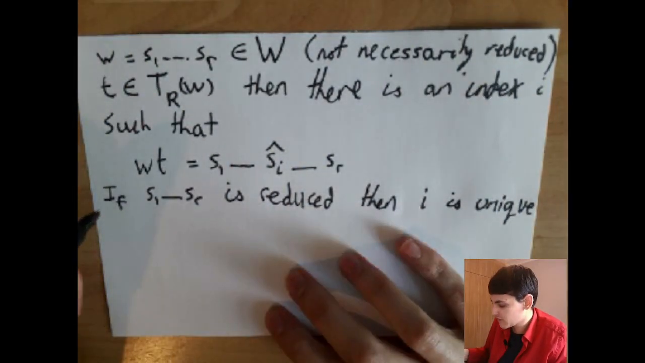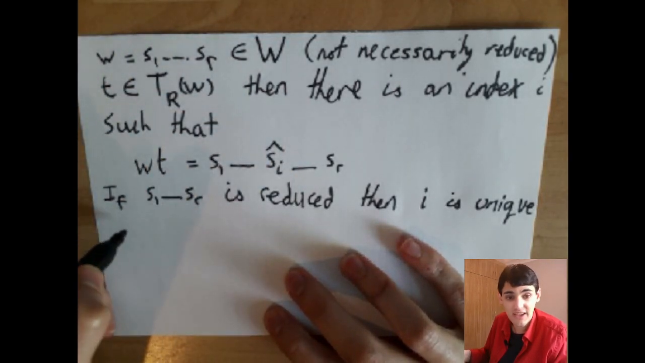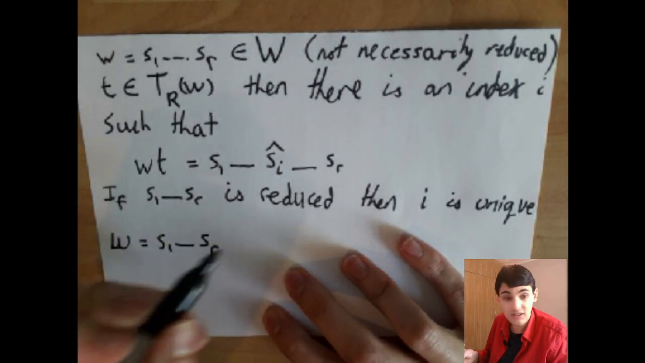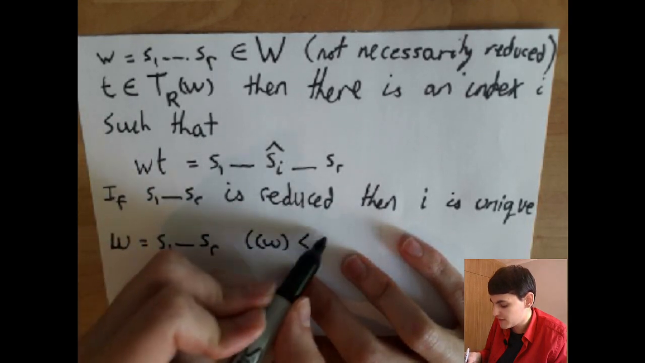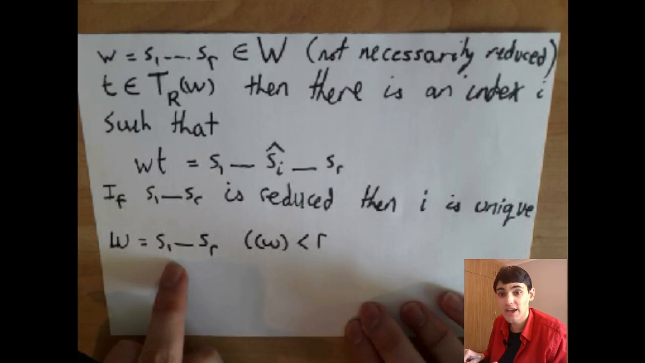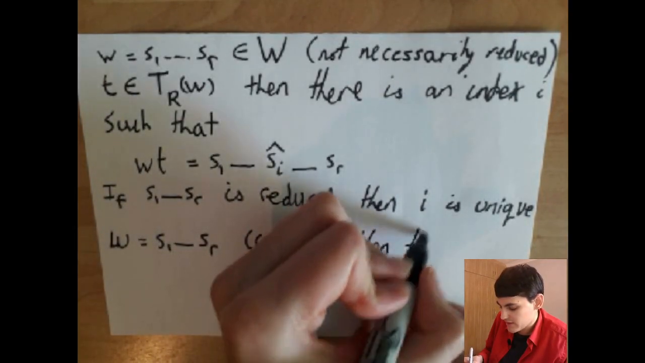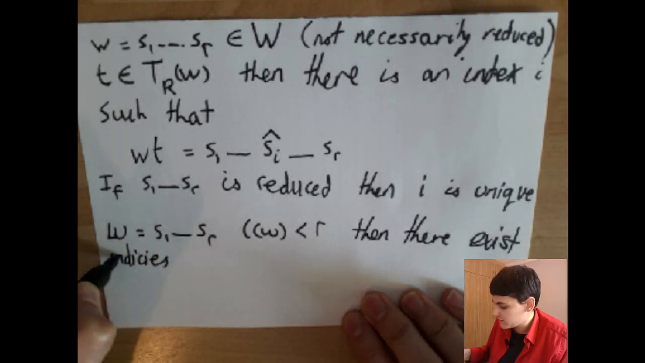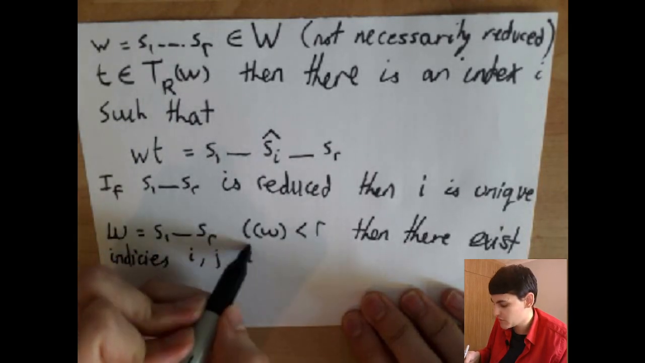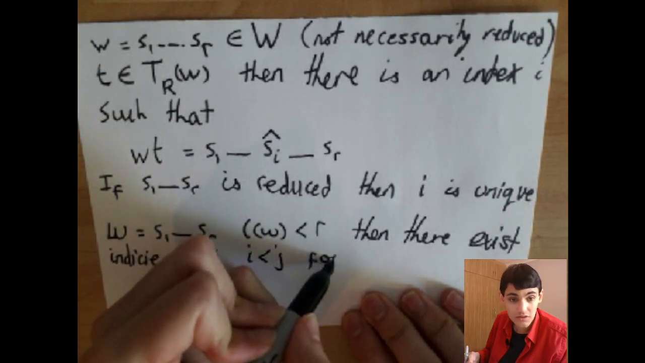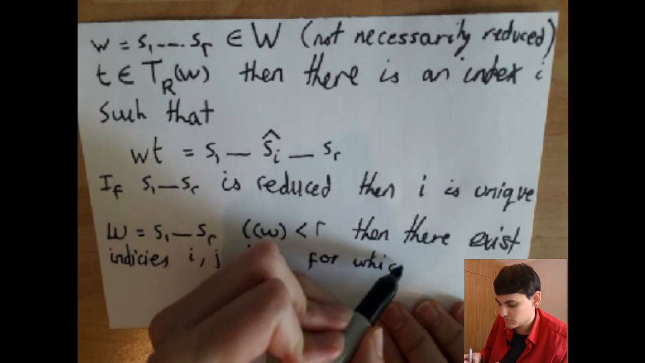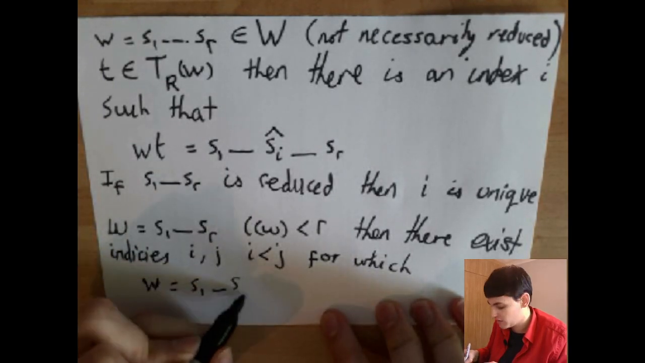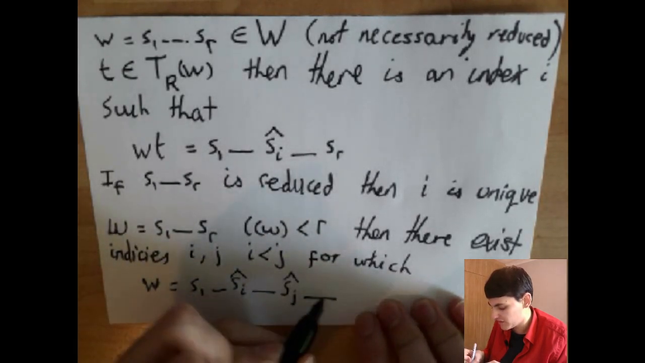That was the strong exchange condition. The deletion condition says that if W equals S1 up to SR, and the length of W is less than R, so this is not in its minimal form, then there exist indices I and J, with I less than J, for which W equals S1 up to SI omitted, SJ omitted, and then SR.